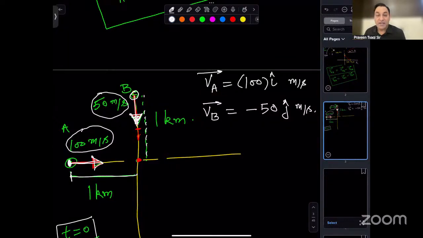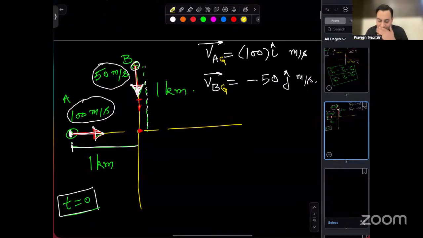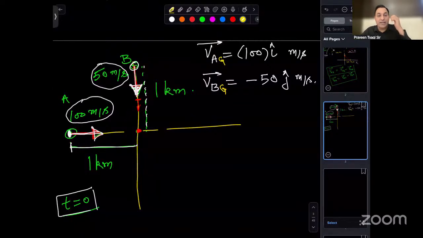Nothing is mentioned, so these are relative to what? With respect to ground, if nothing is mentioned. Now who do you want to be the observer, A or B? You choose and tell me, and accordingly I'll explain. You can choose any of them to be the observer and we'll get the right answer. Okay, you want A to be the observer.